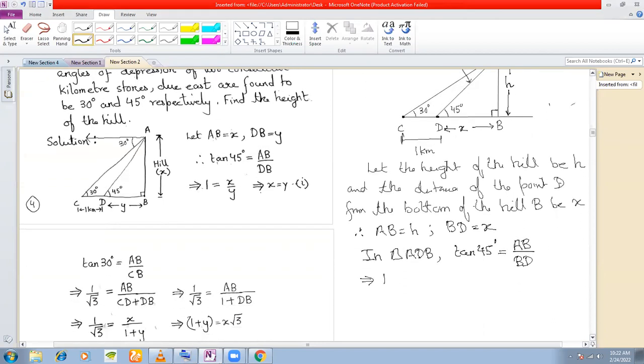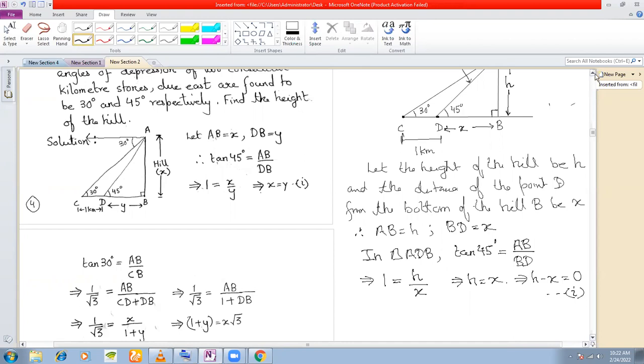Tan 45, the value of tan 45 is 1. AB is equal to H, we have taken, and BD is equal to X, we have taken. That means we are getting H is equal to X, right? Or you can also write this as H minus X is equal to 0. Call this equation number 1, right?